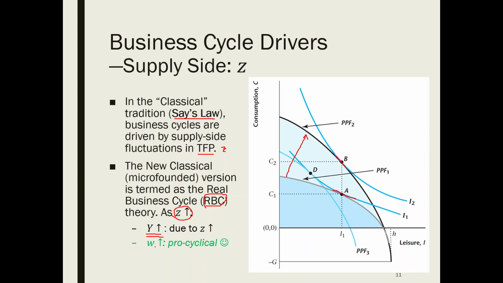Recall that the slope is also the wage, so wage rises as Z increases. It suggests that wage is procyclical and matches the stylized facts. Finally, the shift of equilibrium from point A to point B can be decomposed into a substitution effect from A to D and an income effect from D to B. The two effects cancel out each other and leave labor supply unchanged.